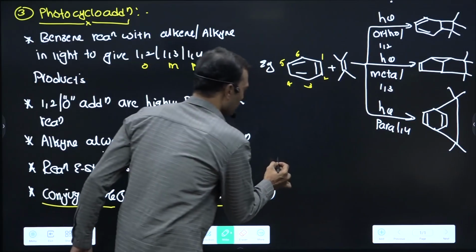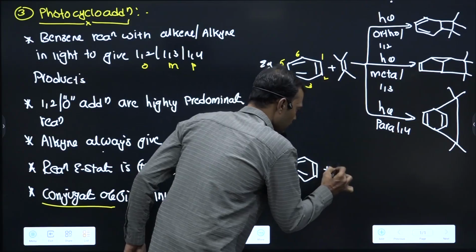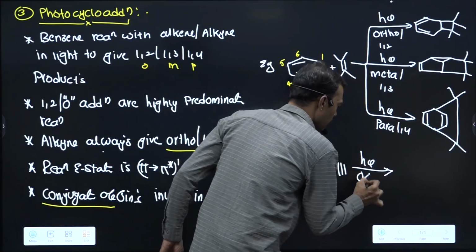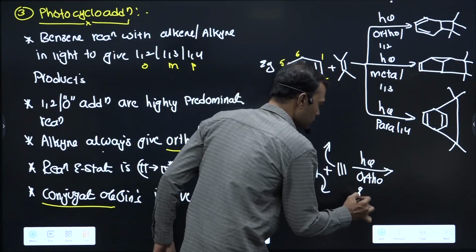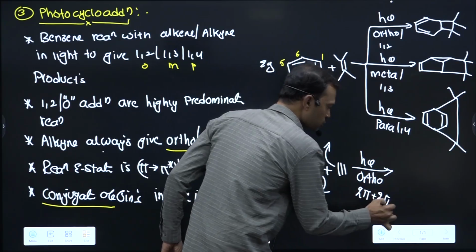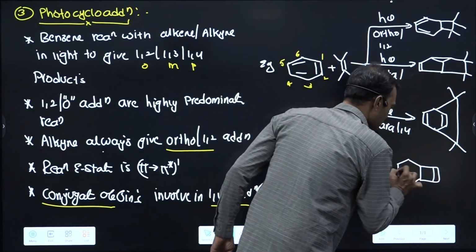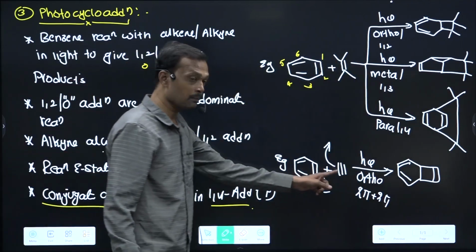So when a triple bond is reacting with this, what is your answer? When a carbon triple bond is given, which is predominant always? Ortho is predominant here. Ortho means you can write like this. So it is an example of 2 pi supra cycloaddition. Finally, what is your answer? A double bond formation takes place like this. Right? Triple bond becomes double bond.